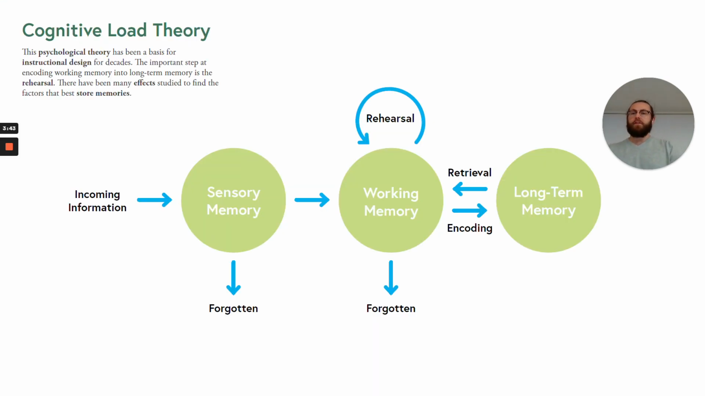So cognitive load theory is a psychological theory that was developed for instructional design, and it's been sort of the basis of that for the last few decades. Simply put, it's the way people take in information and put it into long-term memory. And what I'm really focusing on is working memory, the step between a short-term memory that can get lost and long-term memory where you really want to encode everything. So that rehearsal is where a lot of effects have been studied.